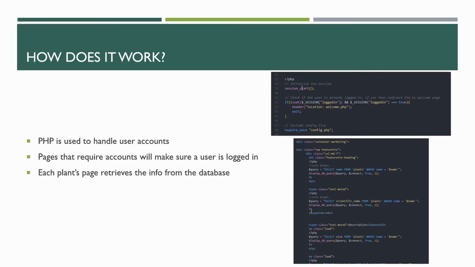And each page for the plant retrieves info from the database and will display it. So instead of having to type out each individual plant's page, where you would go in and manually enter all the stuff, it'll just pull the plant from the database that already has that stuff in it and display it.